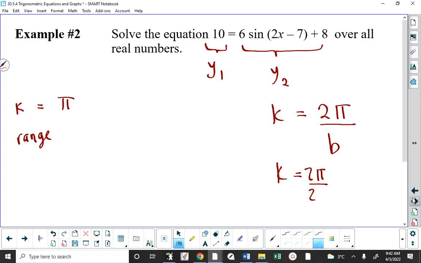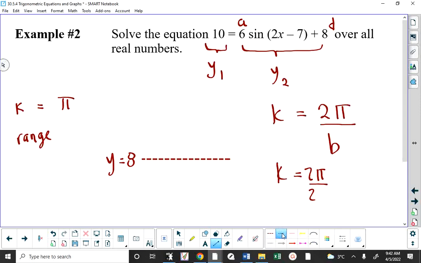We'll find the range now, but then I'm going to explain why this is important. So what is the range? Well, this graph has a vertical displacement of 8. That means that the middle of the graph is going to be at y = 8, and this graph has an amplitude of 6. So 8, this is d, that's the vertical displacement. This is a, which is going to lead us to the amplitude, which is 6. And that means that the graph will go 6 above 8 and 6 below 8.